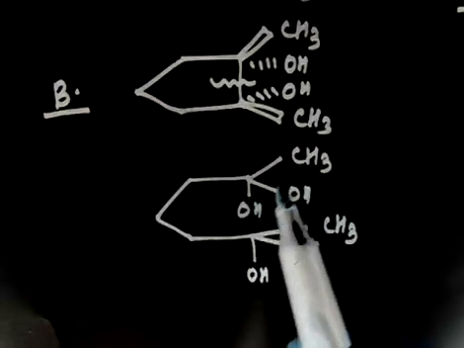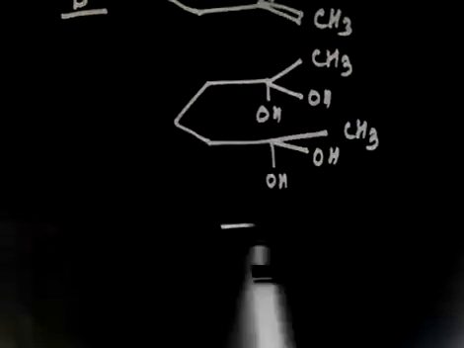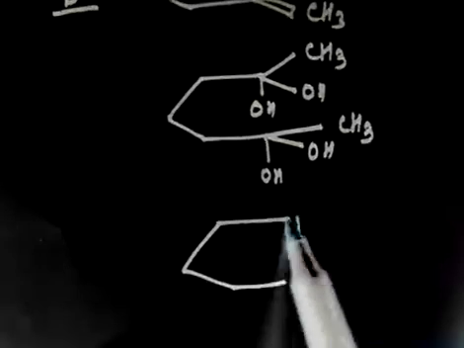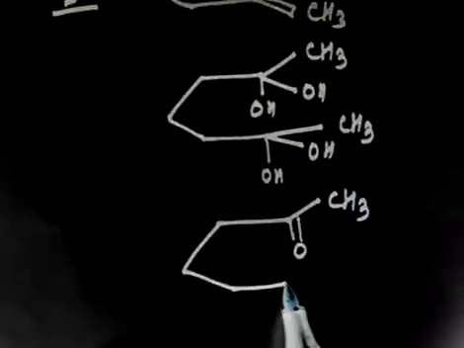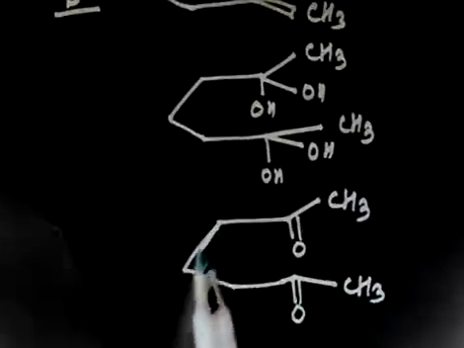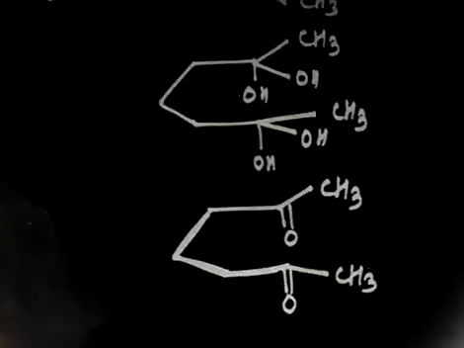So if I lose one molecule of H2O here and one molecule of H2O here, what I will have is something like this, double bond O, CH3. Here also the same thing, double bond O and CH3. So this is the final product you will have. So this is your B.